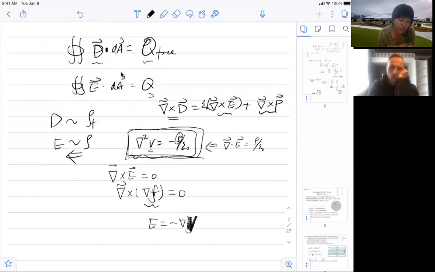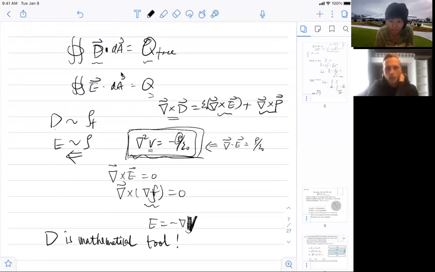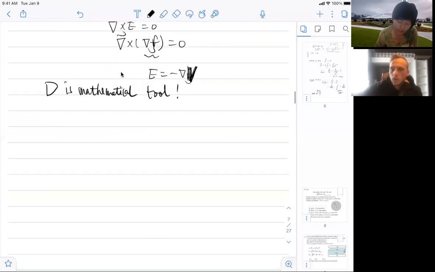So to answer your question, the displacement D is a mathematical tool. It does not have as fundamental a physical meaning as your E field is. It's really just a mathematical tool. Okay, thank you. Okay, so before we move on to do more problems, have another couple of side comments.